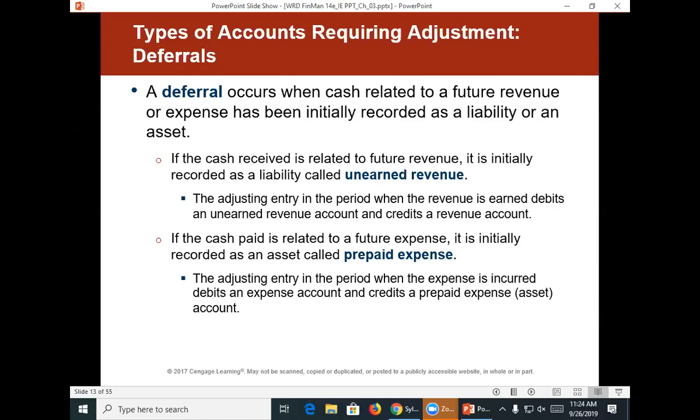So in this case, your adjusting entry is always a debit to unearned revenue, that liability account. And then we just credit the revenue account because it's now earned. So for deferred revenues, you debit unearned revenue and credit whatever the revenue account is, ticket revenue or whatever.